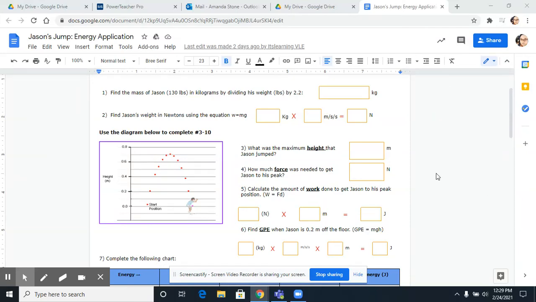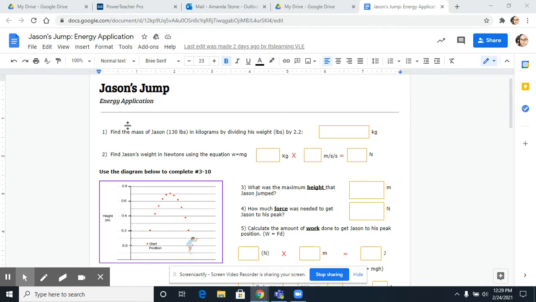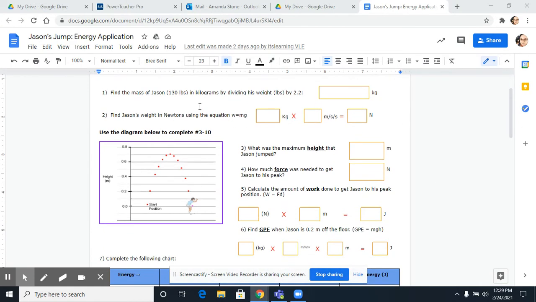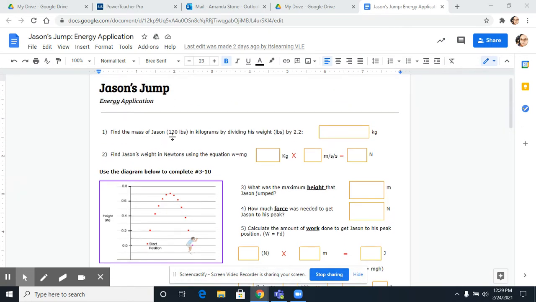So this is a quick tutorial on Jason's jump and how to complete the form. The first part is what we did together in class for parts 1 through 7. For part 1, we find the mass of Jason.